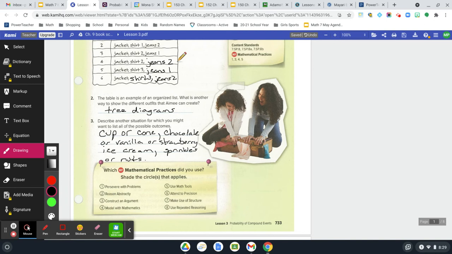Like you could create an organized list in a table, like what happened in number 1 here. But as well, the next thing I'm going to show you is how you can also take this and make a tree diagram. Okay, so anywhere along the way when we're working on any of the math work in the book, if you need to pause and catch up, please do so. And then you can just meet me back here anytime, right? So we're going to go to the next page at this point. And the next page is page 734.